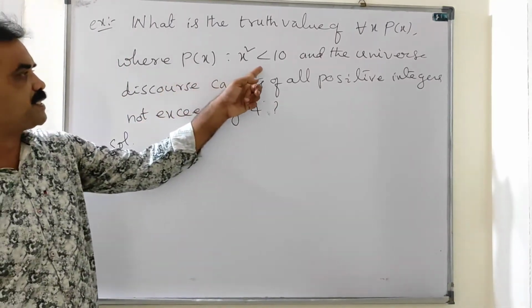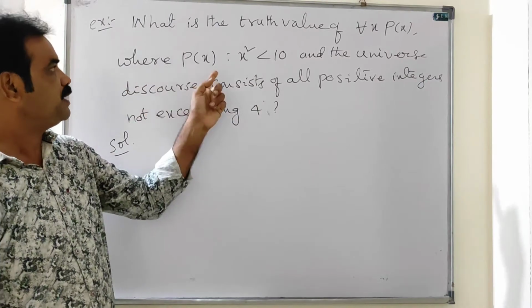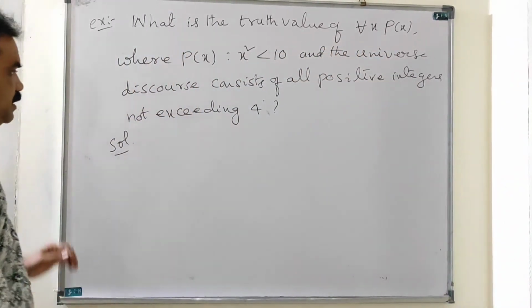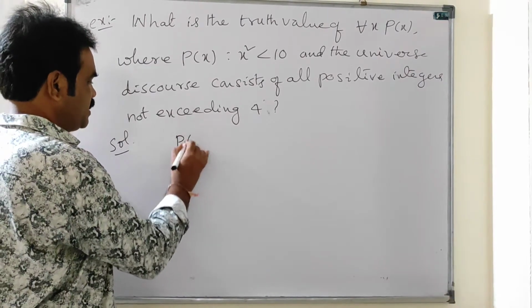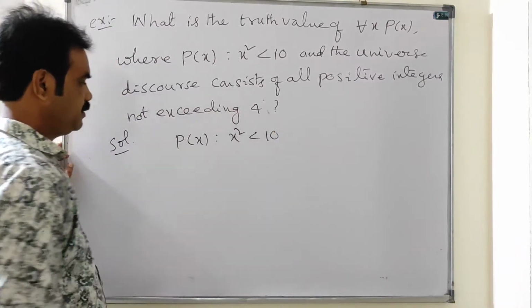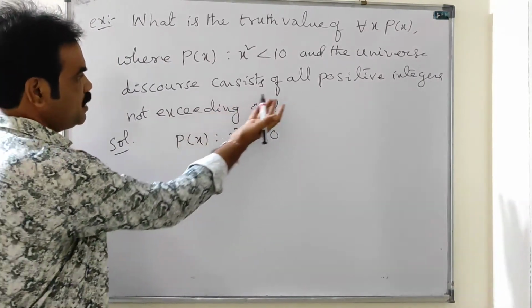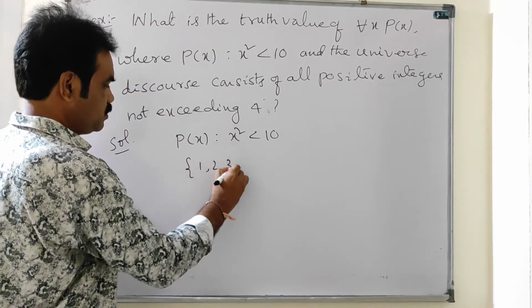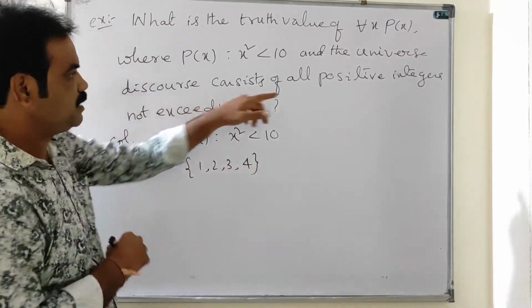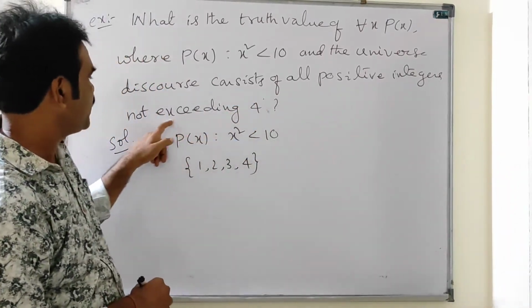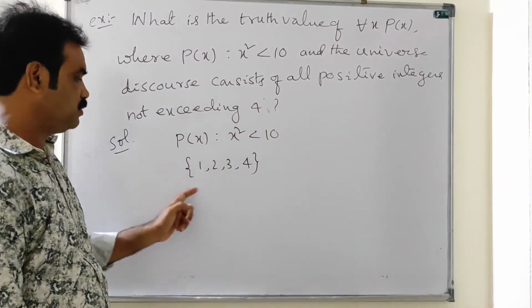Here P of x is x square less than 10. We have to find the truth value of the universal quantification for all x, P of x. Now since the universe of discourse, what is the universe of discourse? Since that is the set of all positive integers not exceeding 4, that is 1, 2, 3, 4.